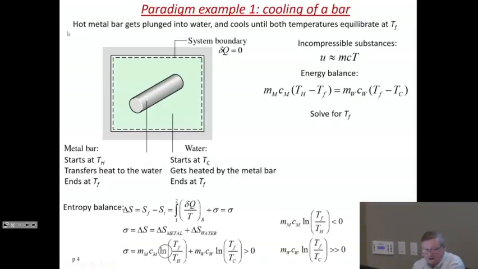So this is a term that's smaller than 1. Therefore, the log is negative. This is a term that's larger than 1, so the log now is positive. The sum has to be positive. So this term is slightly negative, but that term has to be more positive than that is negative. And in fact, you can show that because you can solve this for T final as a function of T hot, T cold, m_W and m_M, and you will see that this is true. That's left as an exercise if you want to spend some time on algebra, but it's going to be trivial.